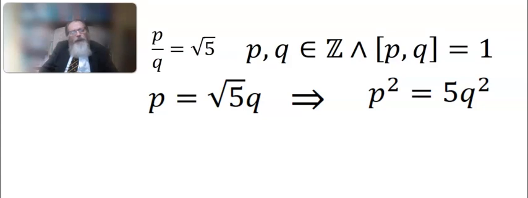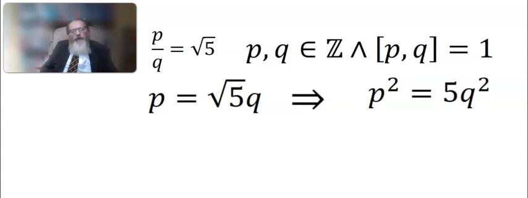So that p equals root 5 q, and if we square both sides, that implies that p squared is equal to 5q squared. Now, if that statement is true, and if the greatest common divisor of p and q is 1, then p squared and q squared cannot both be even.